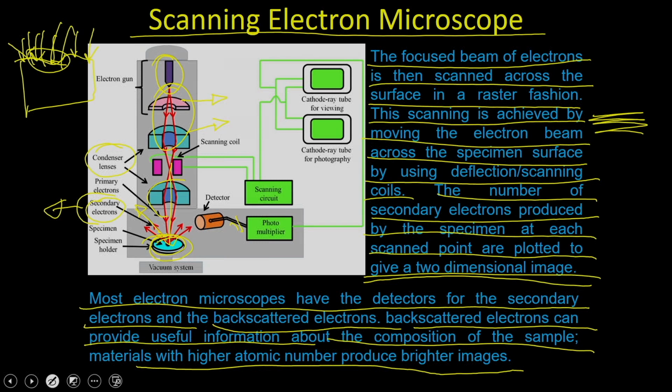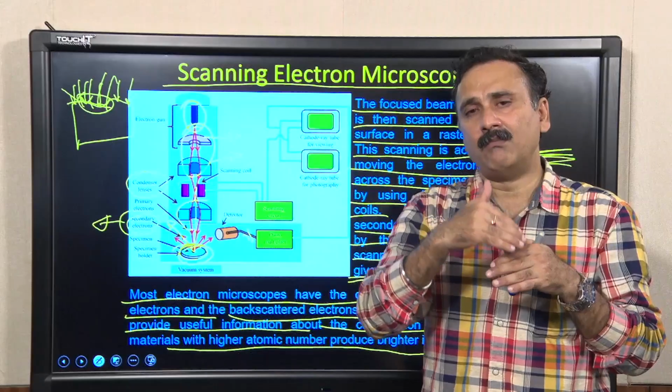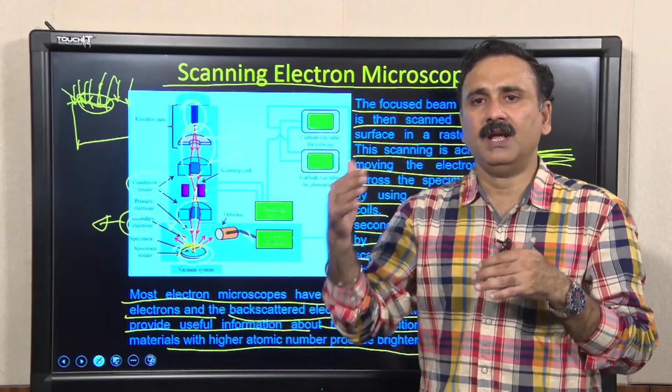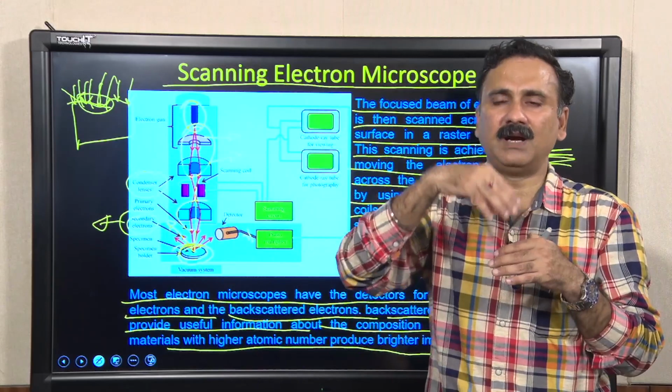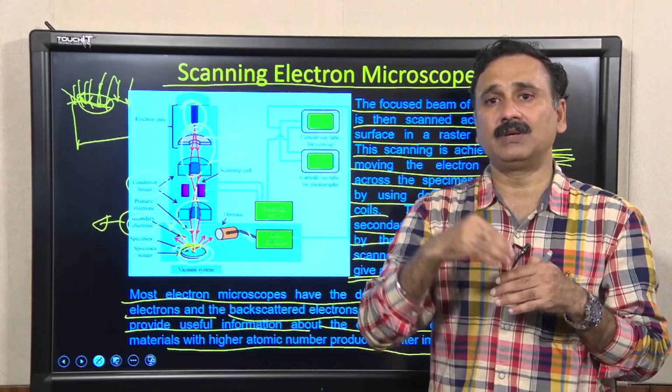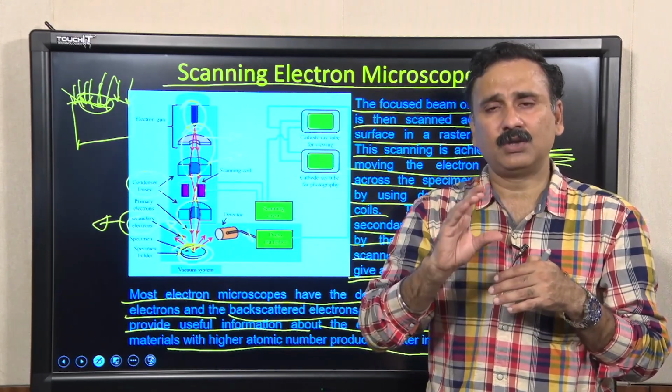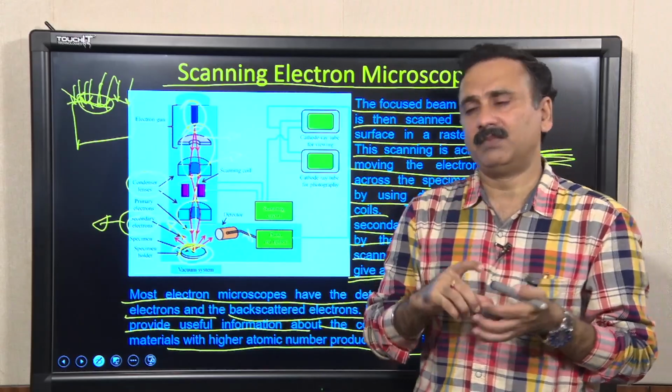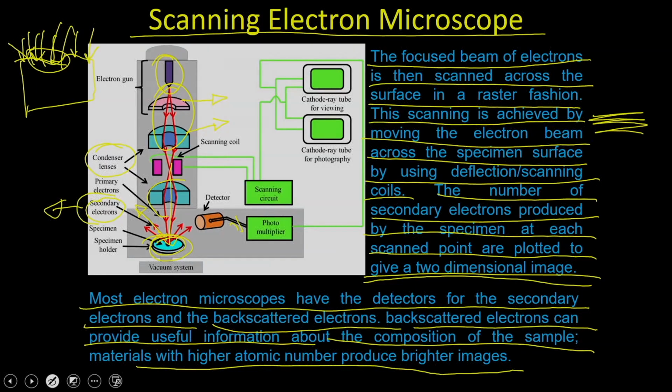So, backscattered electrons are like the beam is hitting the sample and then it is getting reflected. In that case, the higher the atomic number, which means the higher the density of the electrons present in that particular sample, it is going to give you more backscattered electrons. If you analyze the data of those backscattered electrons, you can calculate the hardness or the thickness of that particular sample or the composition of that particular sample.